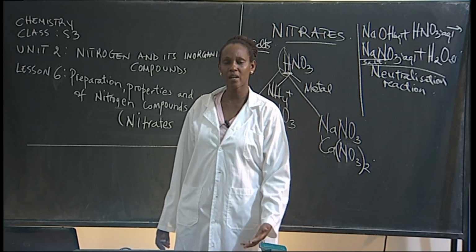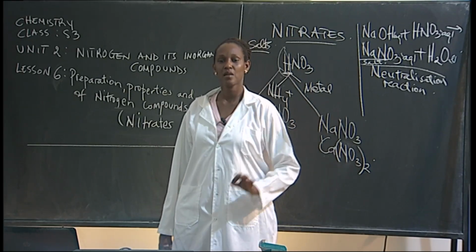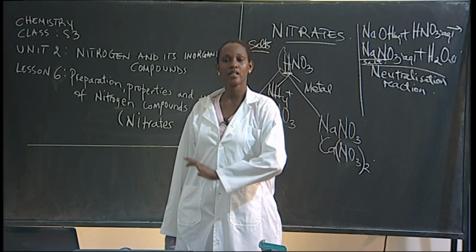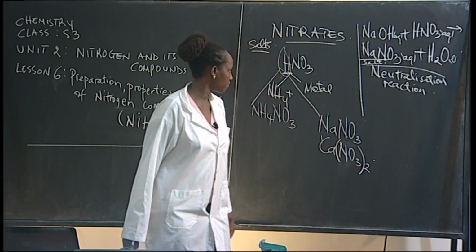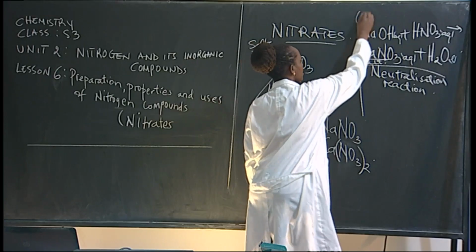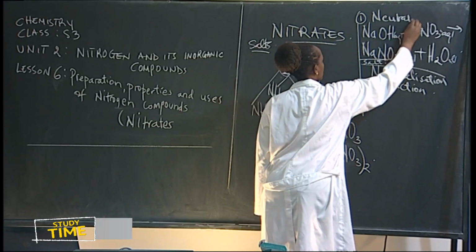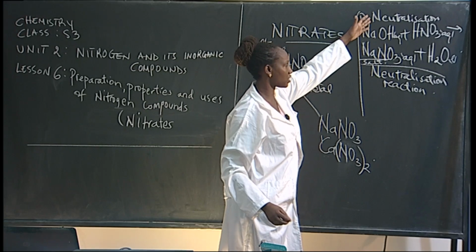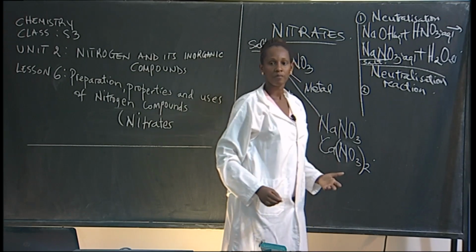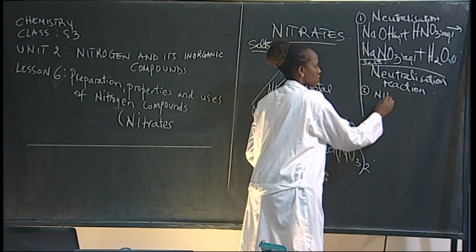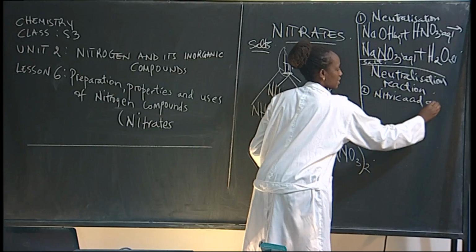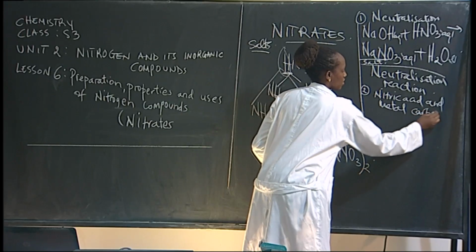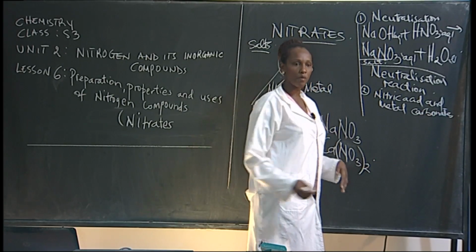When we say metal carbonates, that is a metal with carbonate. It can be calcium carbonate, magnesium carbonate, or lead carbonate. A metal carbonate with nitric acid, you will get nitrates. So one way we prepare nitrate is by neutralization reaction. Another way is the reaction between nitric acid and metal carbonates. Take an example of lead carbonate.